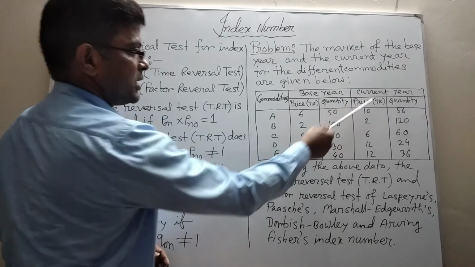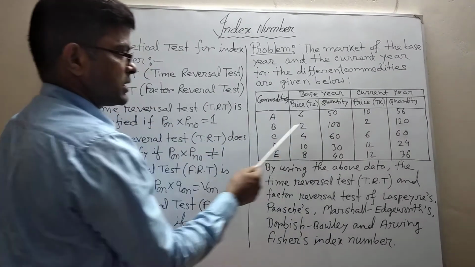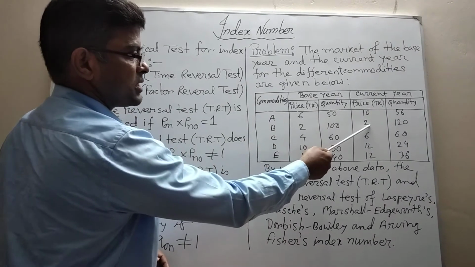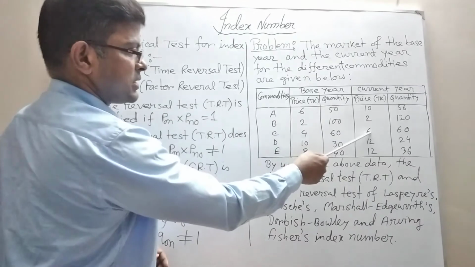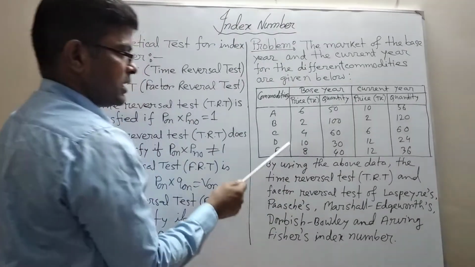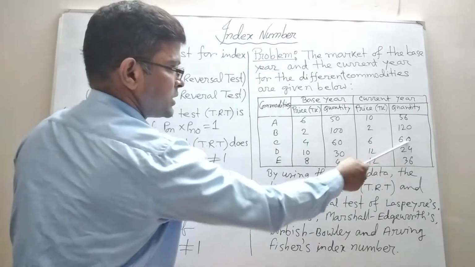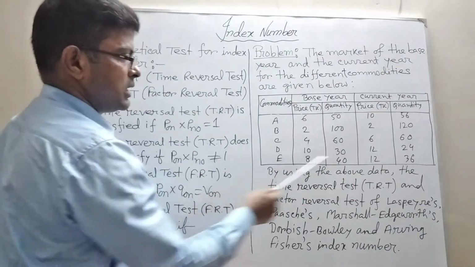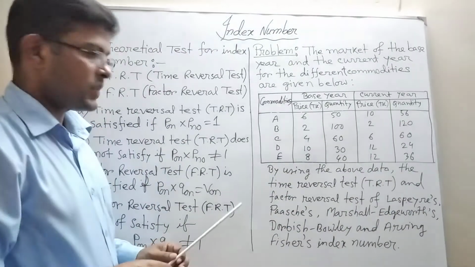Similarly, current year: commodity A price 10, quantity 56. Commodity B price 2, quantity 120. Commodity C price 6, quantity 60. Commodity D price 12, quantity 24. Commodity E price 12, quantity 36.